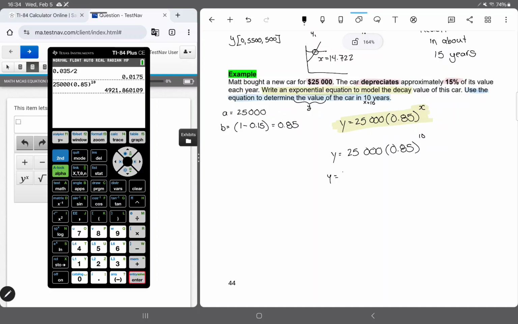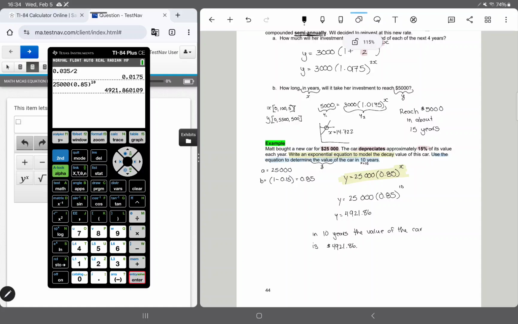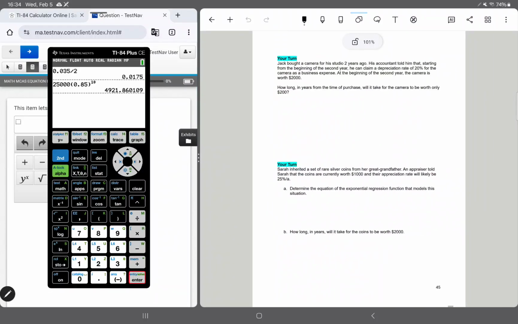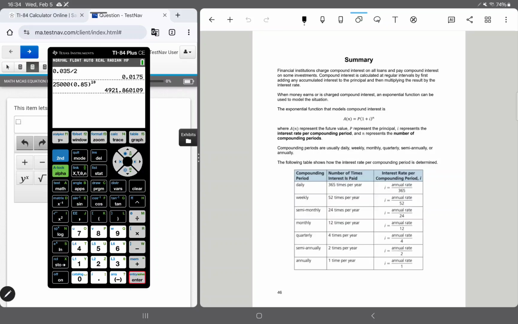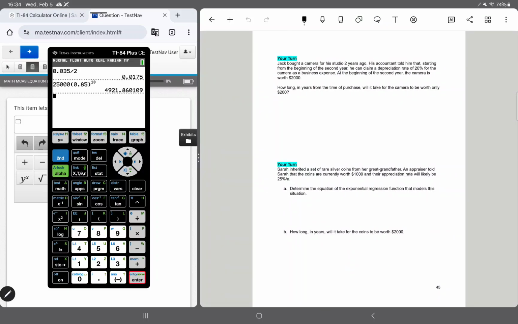So the value of the car at this point is $4,921.86. So in 10 years, the value of the car is $4,921.86. See, depreciation, much easier. All right, here's a couple more your turns. So pause the video, come back and see how you did.